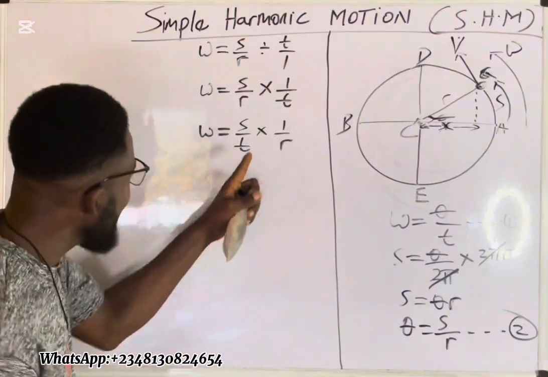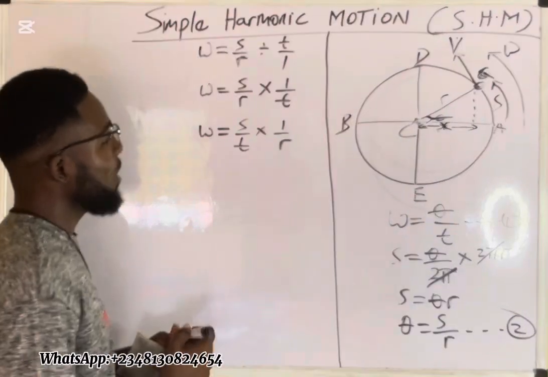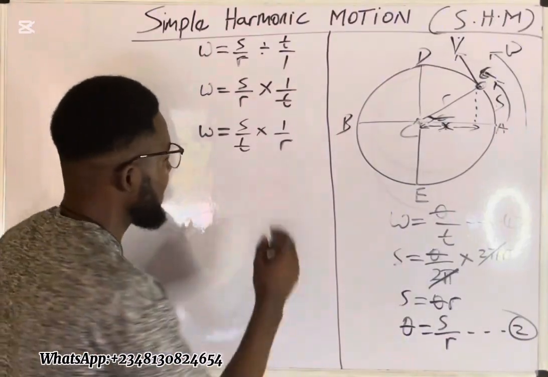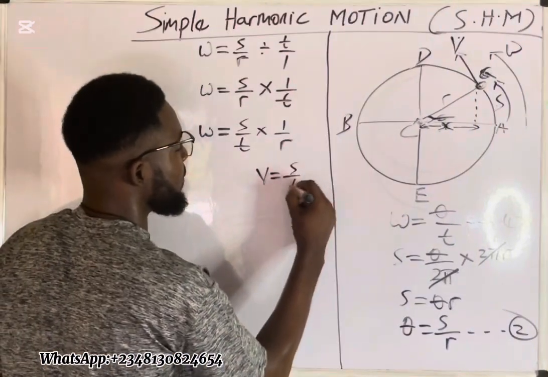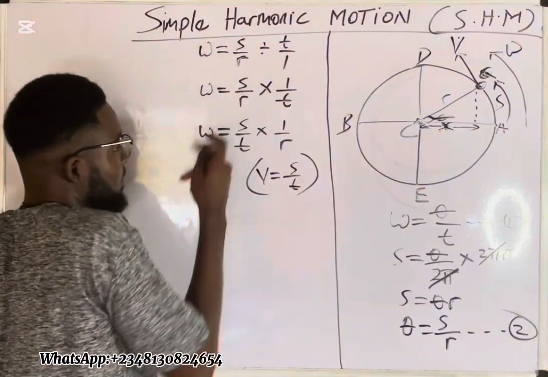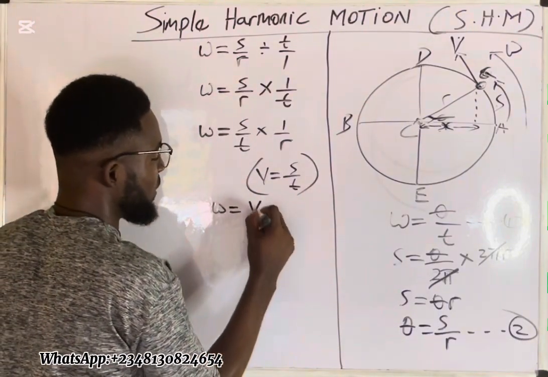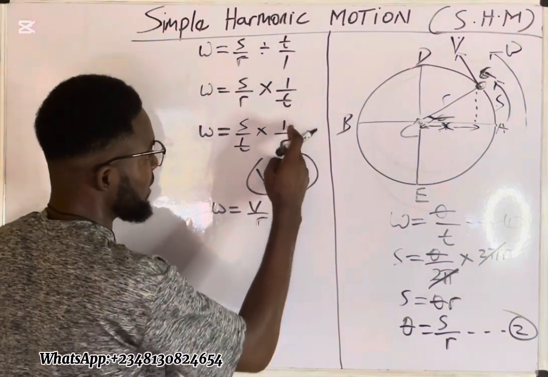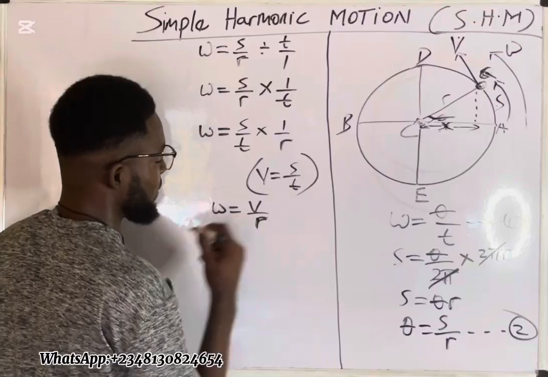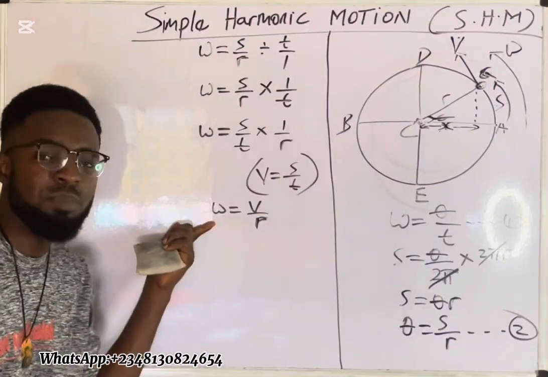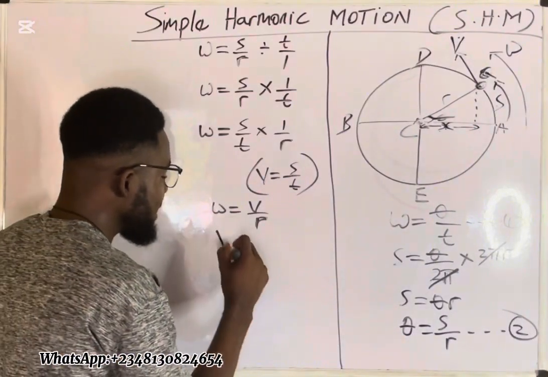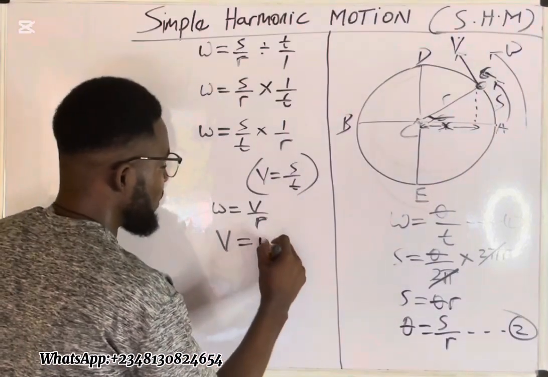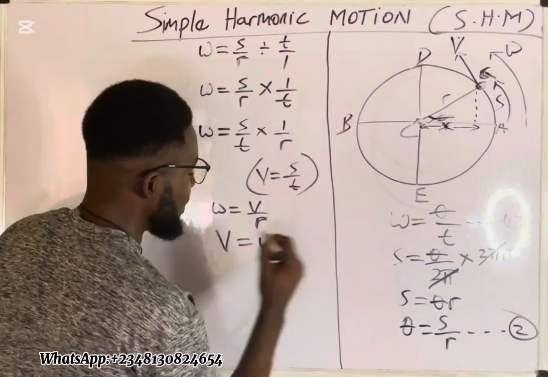Okay. Now from here, this is displacement over time. And displacement over time is velocity. You know that velocity is equal to displacement over time. So therefore, we replace it here. So angular speed is equal to velocity over radius. This is the angular speed. So from here, I can say that the speed or the velocity, as the case may be, is equal to angular speed times radius.